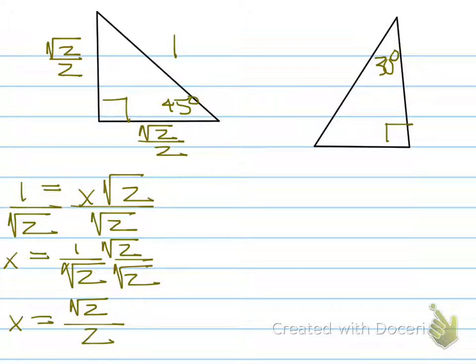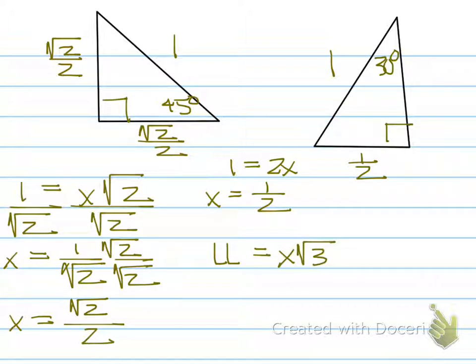For the 30, 60, 90 triangle, if the hypotenuse is 1, then the short leg, the side opposite the 30 degree angle, is going to be such that the hypotenuse is equal to the short leg times 2. So the short leg is going to be equal to 1/2. And the long leg is always the length of the short leg times the square root of 3. So the long leg would be 1/2 times the square root of 3, or root 3 over 2.